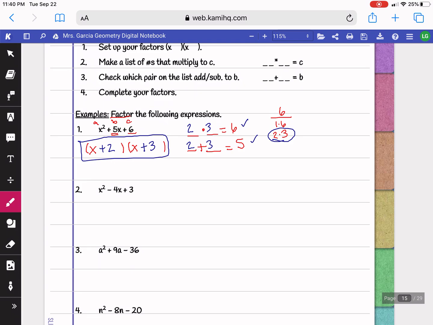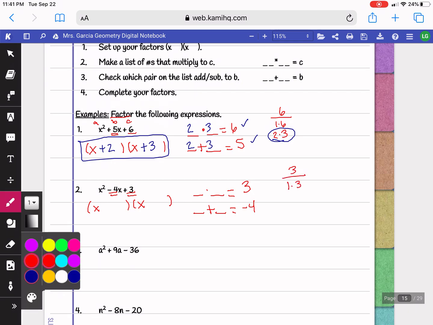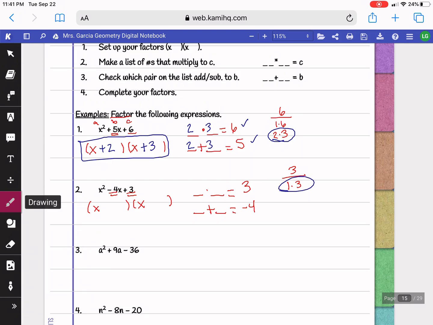For the next problem, I'm going to set up my factors. And I'm going to start each one with x, because x times x will give us x squared. Then I do my blanks. Remember your first blank, the multiplication equals c, which is your last number there. And the second blank equals b, which here is a negative 4. I'm going to make a list of numbers that multiply to 3. The only numbers that multiply to 3 are 1 and 3. So we already know that our factors are going to have a 1 and a 3.